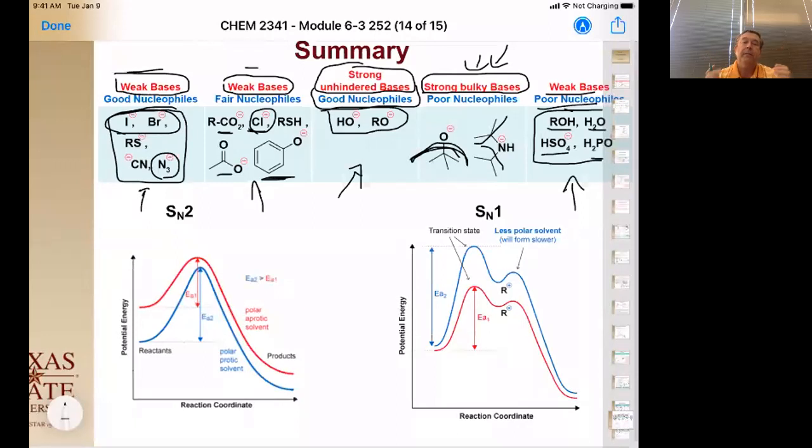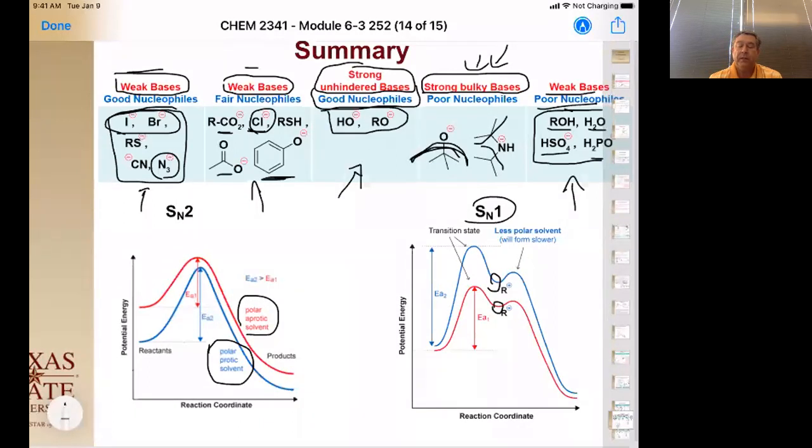An SN2 reaction is a bimolecular reaction with one hump on the activation energy diagram. Polar aprotic solvents have a higher activation energy and are therefore slower. Polar protic solvents have a lower activation energy and are faster. In our SN1 reaction, we have a transition state. We always form a carbocation.